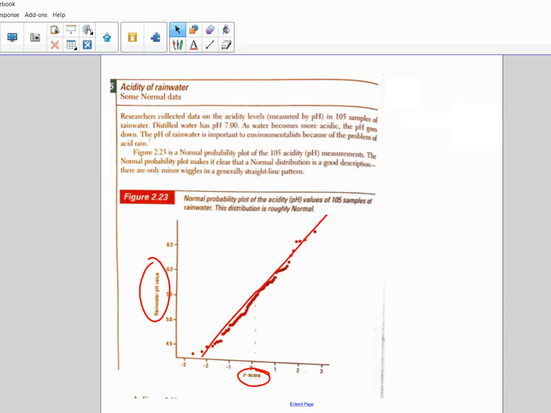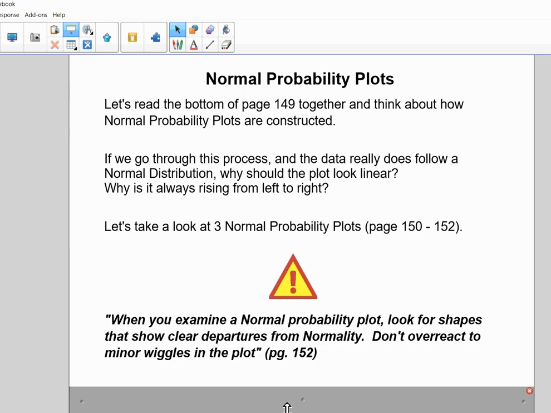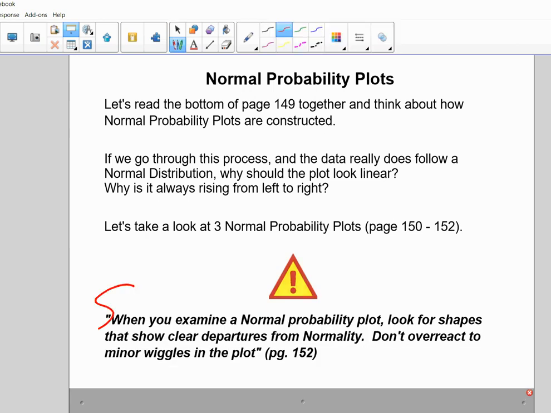All right. So going back, this is a direct quote from the book, okay? When you examine a normal probability plot, don't look for shapes that show clear departures from normality. Don't overreact to minor wiggles in the plot. So again, it's not going to be perfect, okay? But it should be approximately straight, that line. Your normal probability plot should be approximately straight. And if it is, then we have evidence that the data follows a normal distribution.